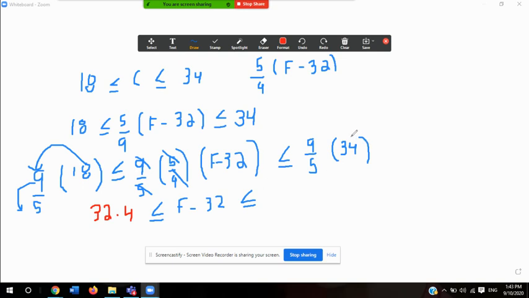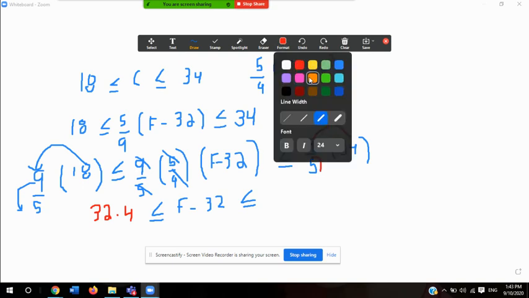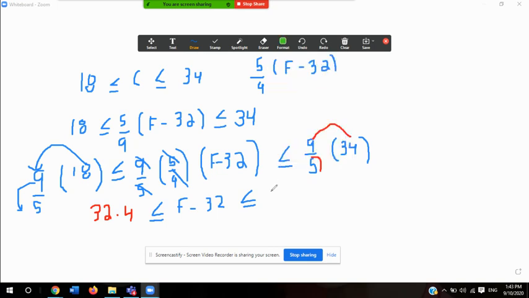I'm going to multiply 34 times 9, and then divide that answer by 5. So let me get a different color for that one. I'll use green. So you're going to multiply 34 times 9, which is 306, and divide that by 5, which is 61.2. So this is going to be 61.2. Now I'm not done yet because I have an F minus 32.